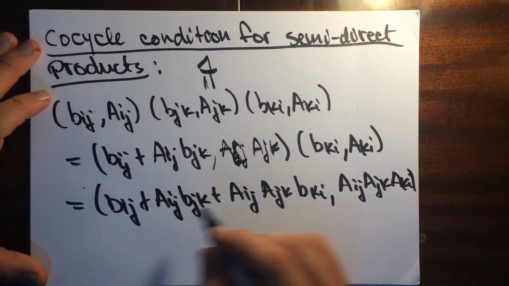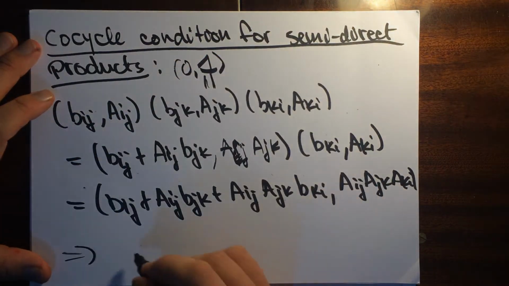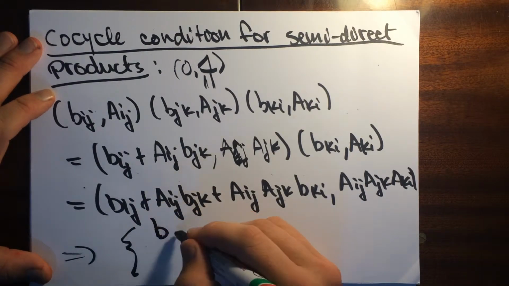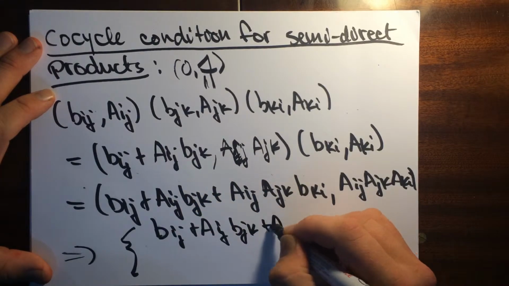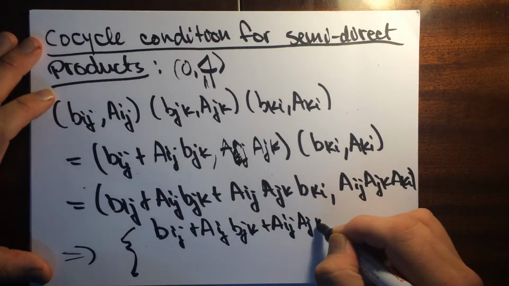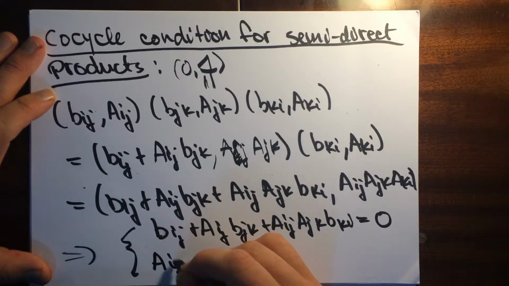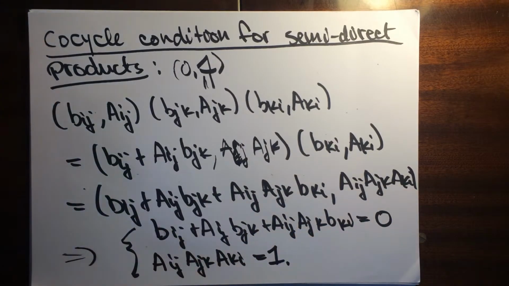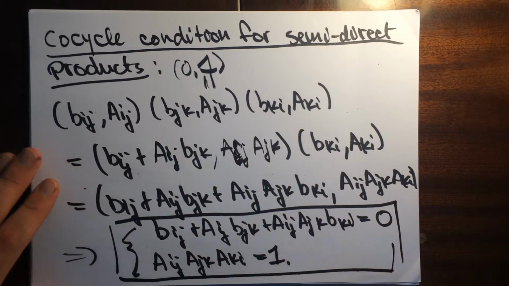If this whole thing is equal to 1, that's the cocycle condition, that things like this add to 1, then this tells us the following. 1 in this group is really 0, 1. It tells us two things, that Bij plus Aij Bjk plus Aij Ajk Bki. I'm just copying the whole thing down. This is 0, and then Aij Ajk Aki is equal to 1, or the identity. Okay, so this is kind of a twisted cocycle condition.